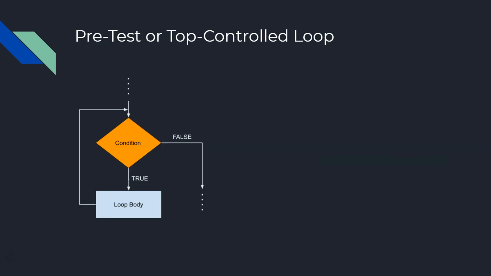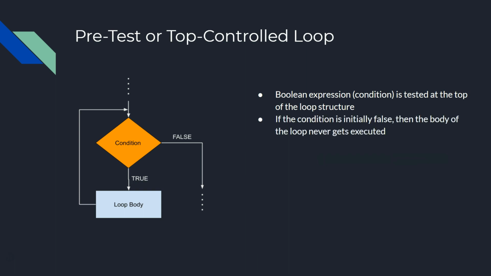Here is it again, the flowchart for a pre-test or a top control loop. This is when you have a Boolean expression, which is that condition. You test it at the top of the loop structure. And if the condition is initially false, so it's possible that the condition may be false from the get-go, and if that's the case, then the body of the loop never gets executed. As a result, we see the iteration is not guaranteed.